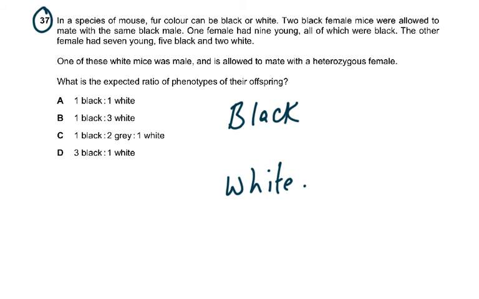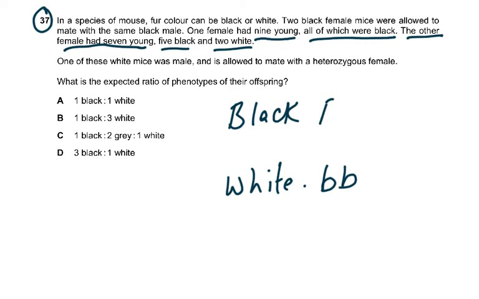Two black female mice were allowed to mate with the same black male. One female had 9 young, all of which were black. The other female had 7 young, 5 black and 2 white. So we know white is the recessive trait. And black can be this, or can be this.